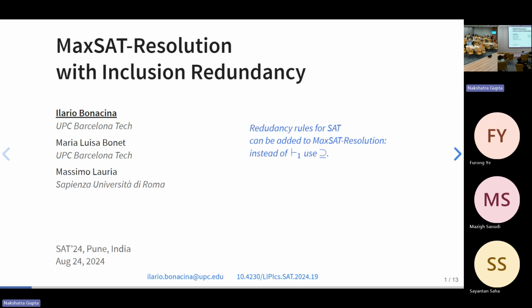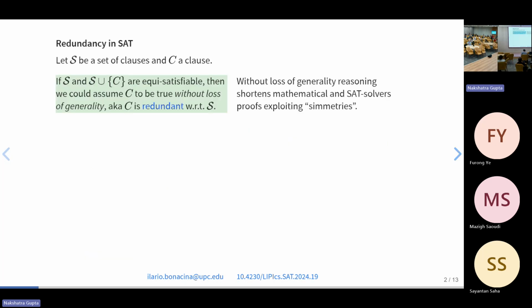As a haiku, this work can be phrased in this way. Redundancy rules for SAT can be added to Max-Sat resolution, and instead of using unit propagation, you can use inclusion. This might mean something to you or not, but hopefully at the end of this talk, this might mean more than at the beginning. So, the first 2 slides are about redundancy.